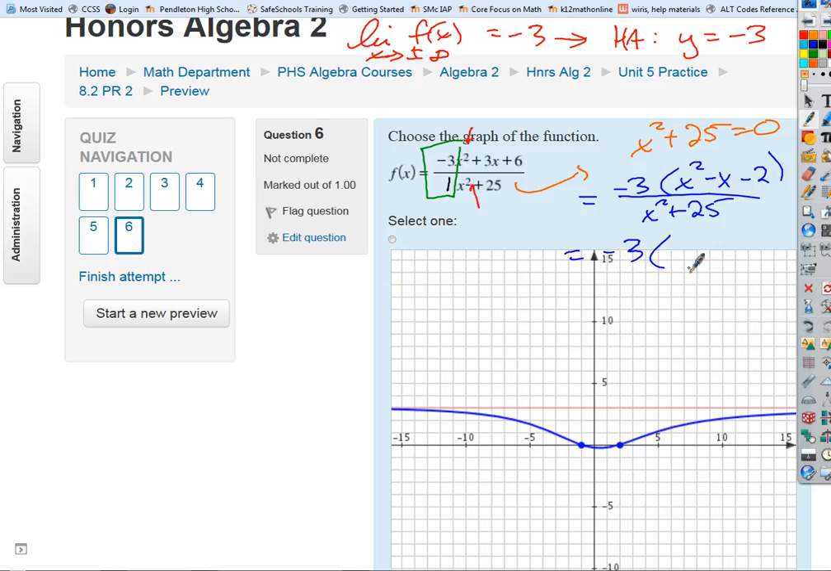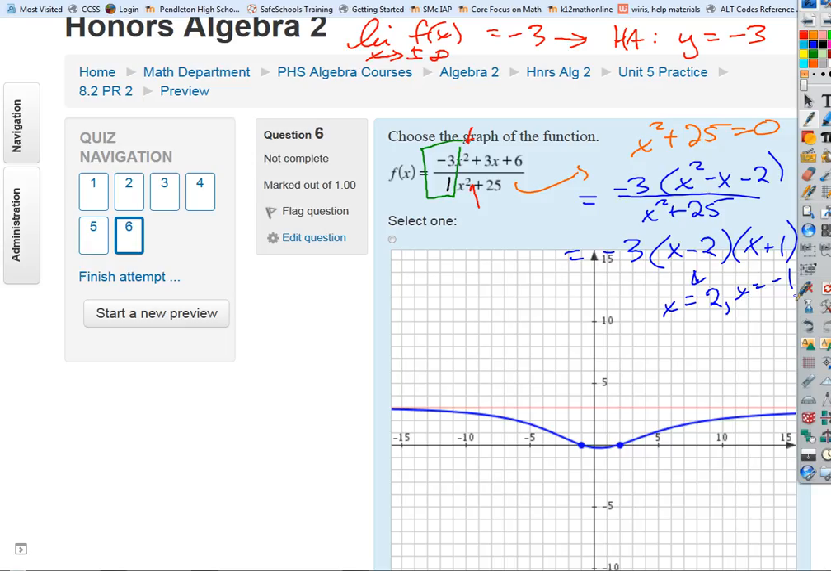What do you think? Jessica, what's the top factor into? What are my magic numbers going to be? Multiply to -2, add to -1. -2 and +1, good. So my zeros would then be what? 2 or -1. Okay, so those are zeros of the top. There are no zeros of the bottom.